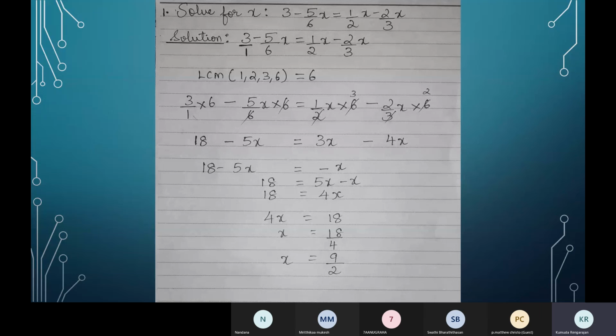So here we transpose. In the next step, what you see is we transpose minus 5x. We take it to the other side. See, the others remain in their positions, meaning they remain in the LHS or RHS. 18 remains in the LHS and minus x remains in the RHS. Who's moving? Watch carefully. Only minus 5x is moving from the LHS to the RHS. So minus 5x becomes plus 5x.